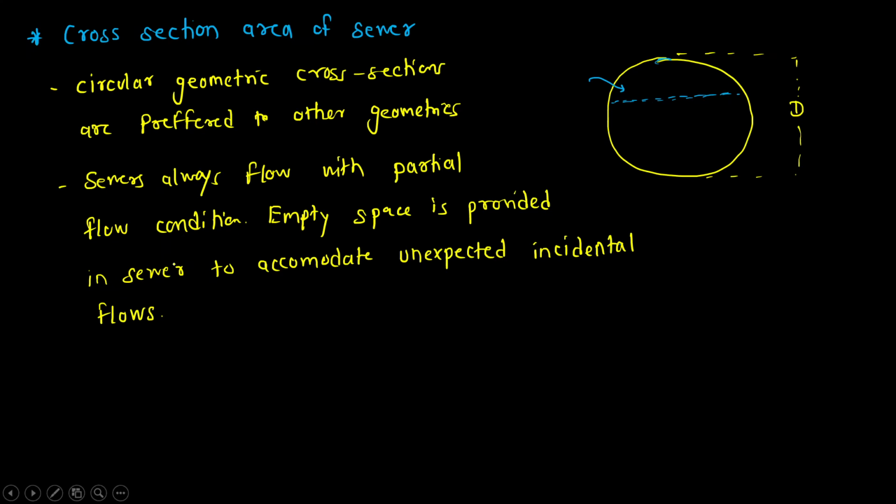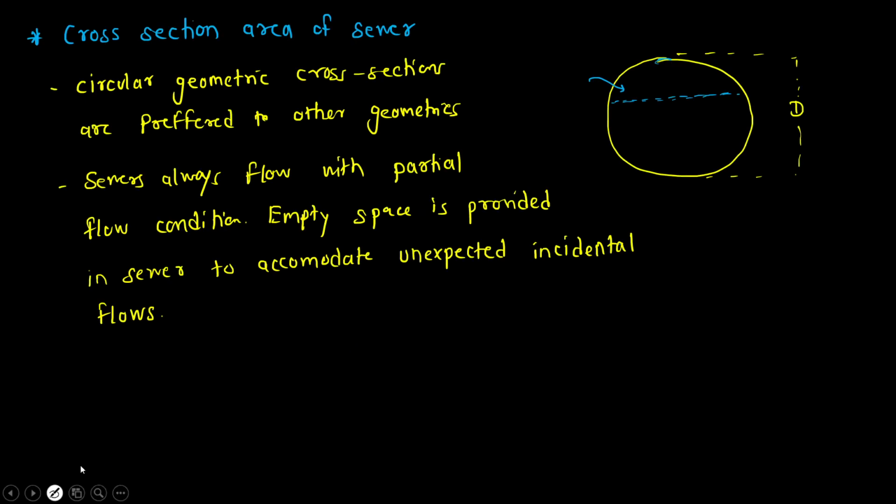Okay, now we'll be seeing four major cases, and in all four major cases the design considerations will be taken. I will just summarize what we are going to see. In the first case, we are going to see a sewer which is running full. What is the meaning of running full? That means there is no empty space present in this. It is running completely full.